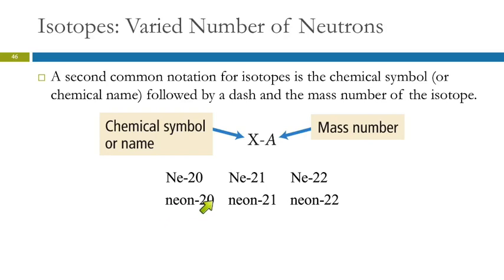It's the mass number that we use to specify the different isotopes. If you want to know the neutrons, you just subtract the number of protons. So neon-20, neon-21, neon-22. Those are the 3 different isotopes for neon.